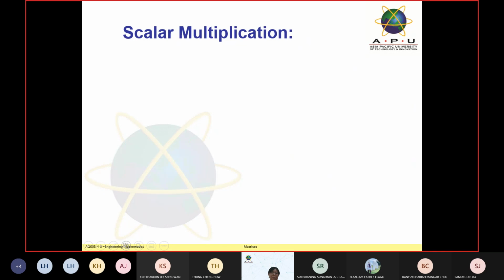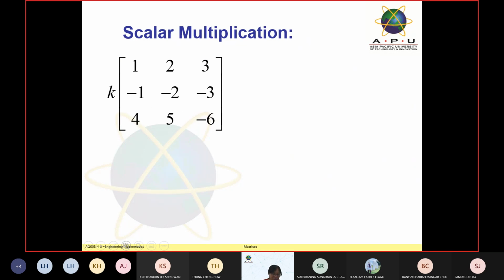Okay, so next part is scalar multiplication. How do we conduct scalar multiplication? Please take note, this scalar multiplication is not referring to multiplication of two matrices. It's a number, okay? K is referring to any number multiplied with the matrix. So this K, we call it a scalar.